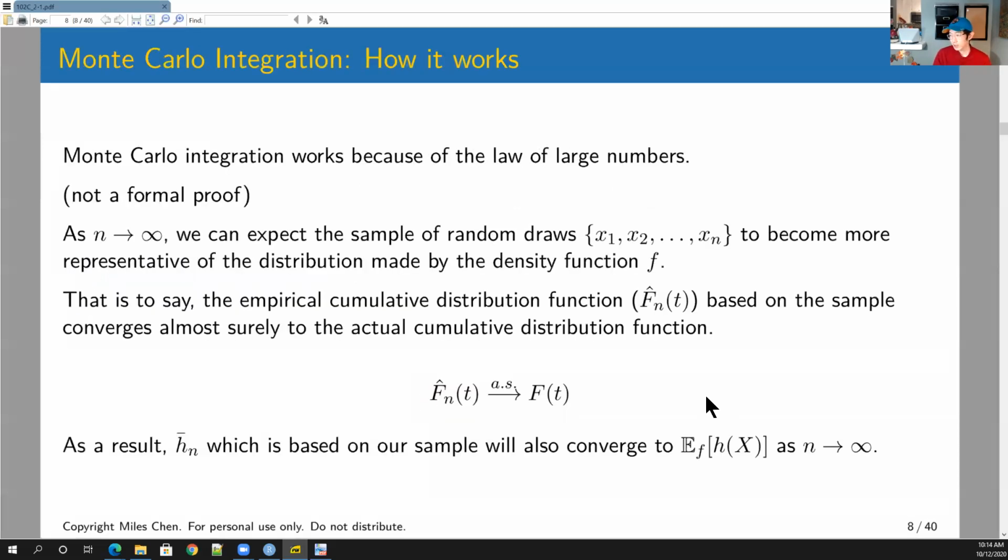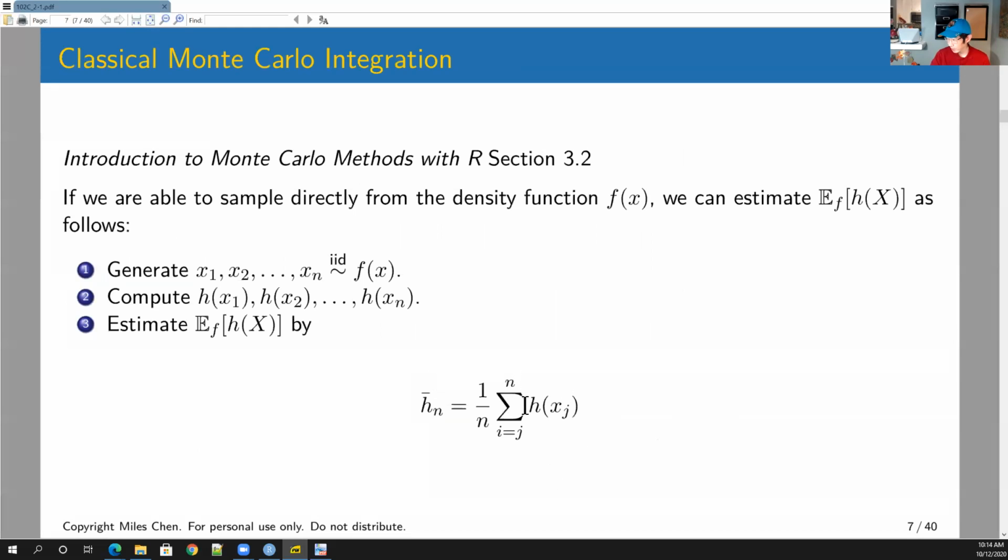Okay. This is very far from a formal proof, but I'm hoping to provide a tiny bit of intuition here. How does this thing work? How is just taking the sample mean of h applied to x going to estimate the true expected value? Okay, so h bar n is just the estimate of this quantity, and we call it the Monte Carlo estimator. This subscript n basically means it's based on n observations.